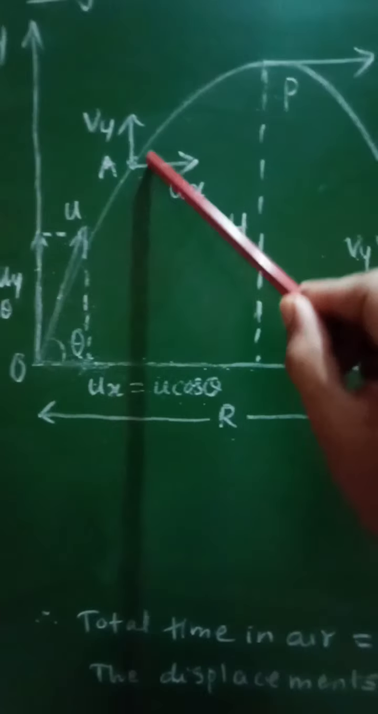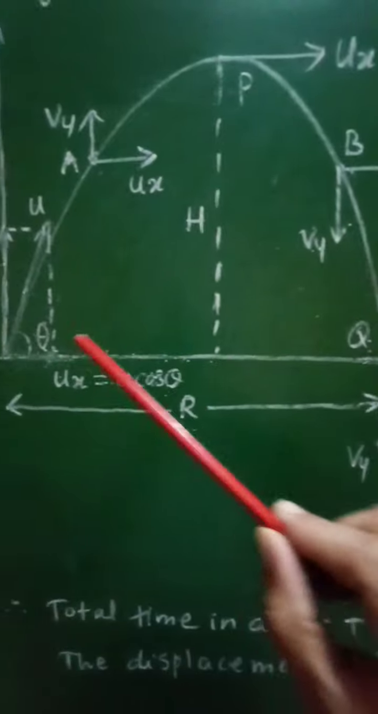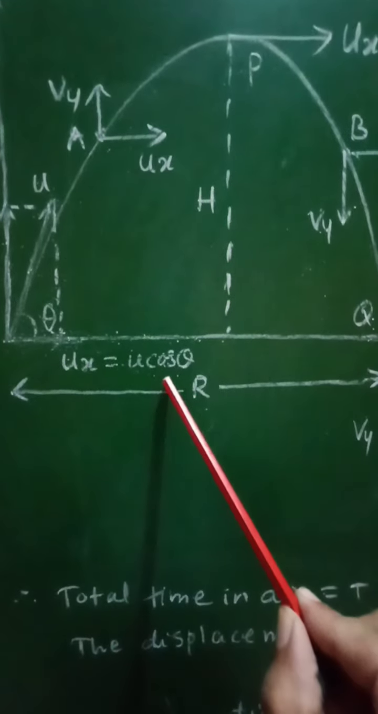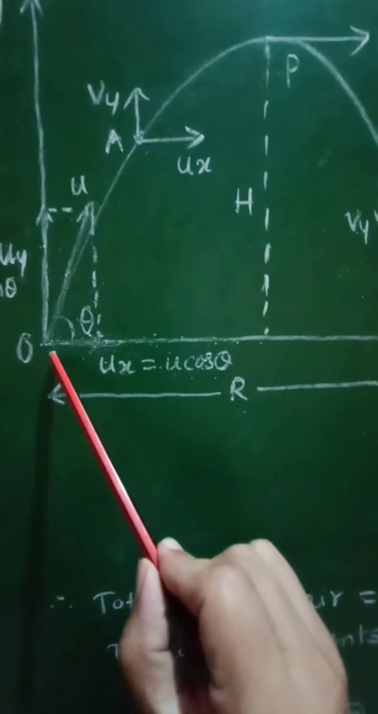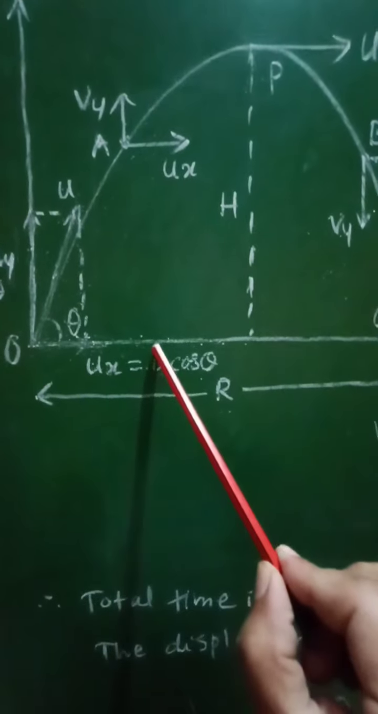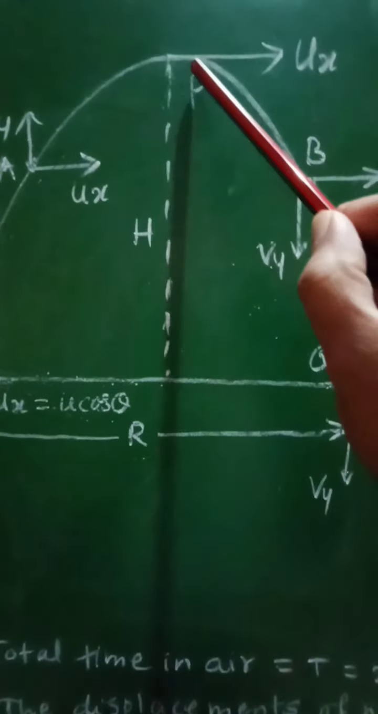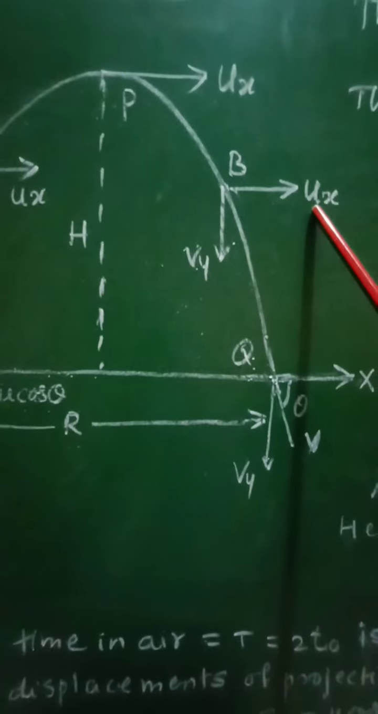Therefore, along the trajectory, that is the path of motion of that projectile, at each and every point this u cos theta will remain constant in magnitude as well as direction, and that's why at point O it is directed along the x-axis, at point A it is along the x-axis, at point P along the x-axis, at point B it is along the x-axis.